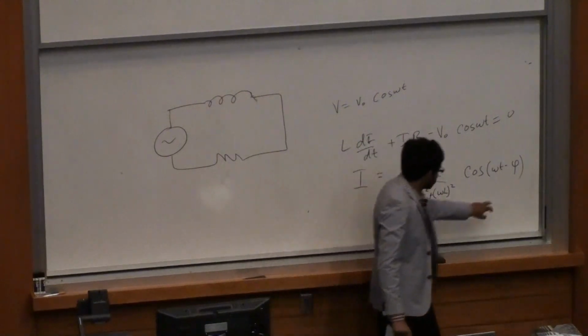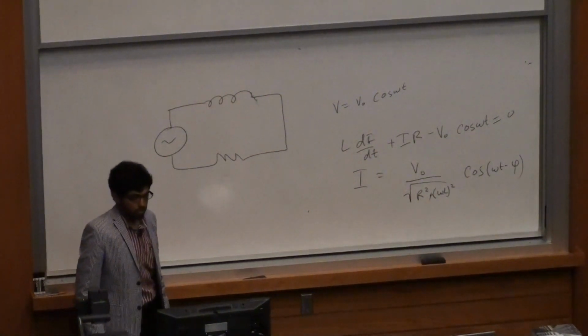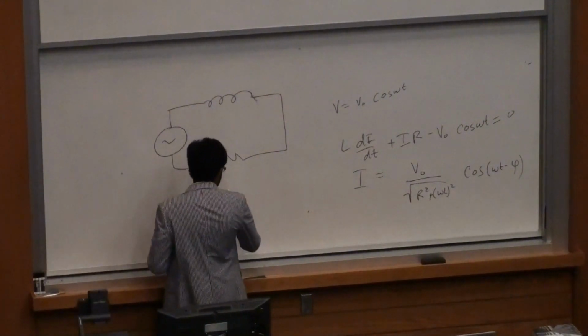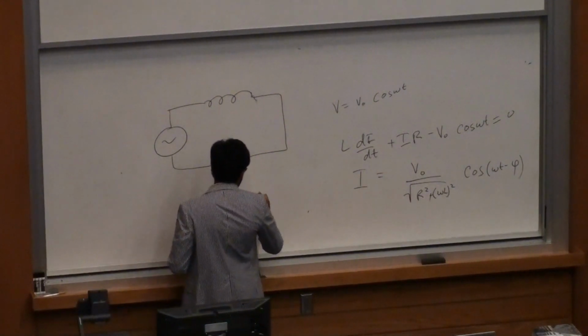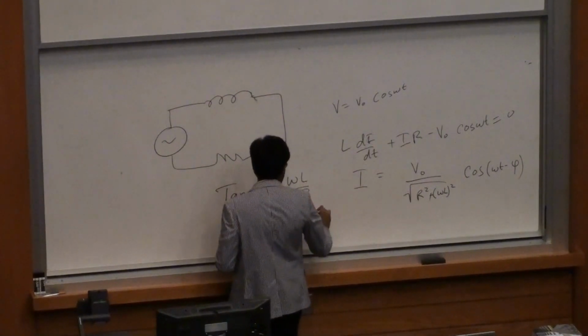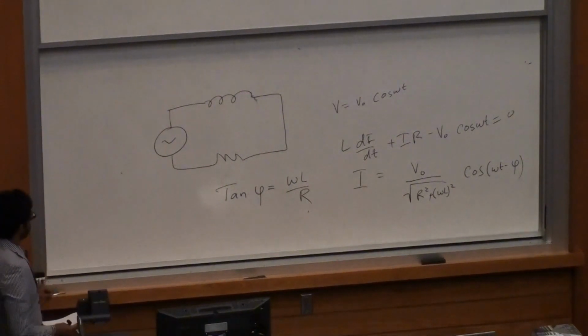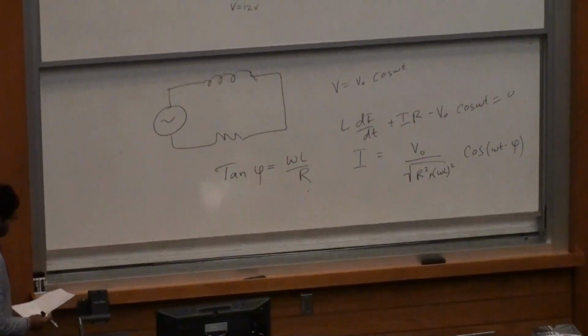And right now you can see that this has picked up a new phase angle, a phase shift, right? And the tangent of that phase shift angle is equal to omega L over R. I know this is relatively new, so let's take some time to digest it.